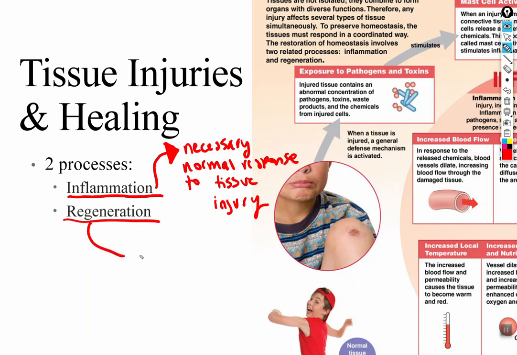And then regeneration is to replace or repair what was damaged or lost. So sometimes you just straight up lose some tissue. Sometimes it's just messed up in some way, but regardless, you have to grow more cells to replace it. So we'll talk about that as well.